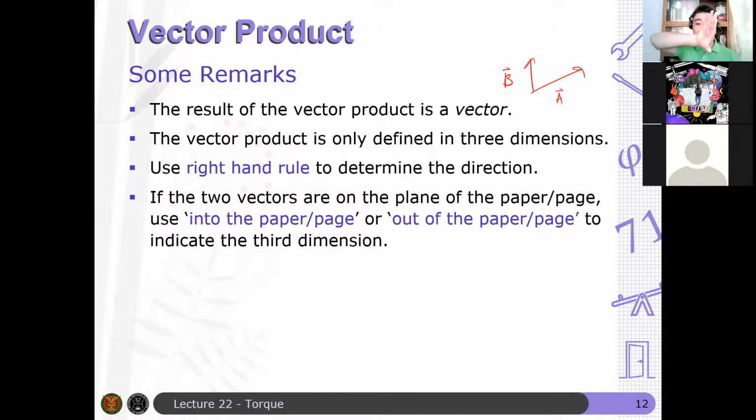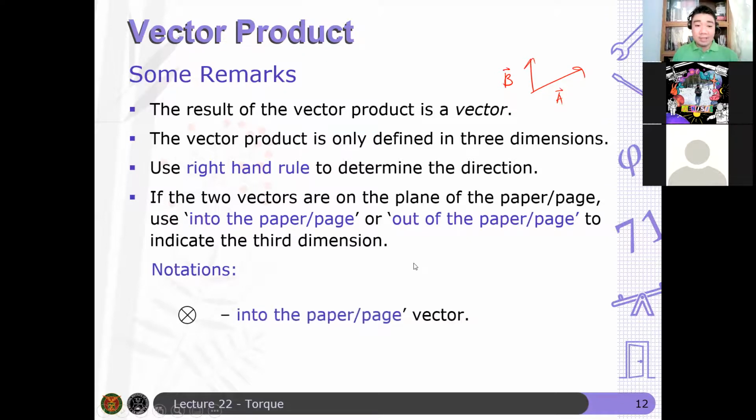On the other hand, B cross A is into the paper, yun yung magiging direction. So may conventions yan sa mga libro. The rotations are the following. Into the paper is a cross, a circle enclosing a cross, and then out of the paper is a circle enclosing a dot. Bakit? Kasi pwede mong isipin yan na arrow.